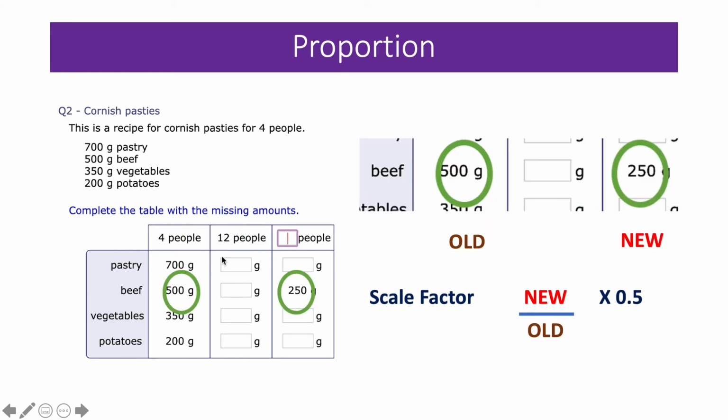The last part of this says, well, what happens if I have only 250 grams of beef? So now our new is 250, and our old is 500. So you've got to think, what do I times 500 by to get 250? Kind of confusing. You could halve it or times by 0.5. You see here we have the new over the old. The 250 divided by the 500 gives you a half, which means you're going to have half the ingredients, so therefore 6 people.